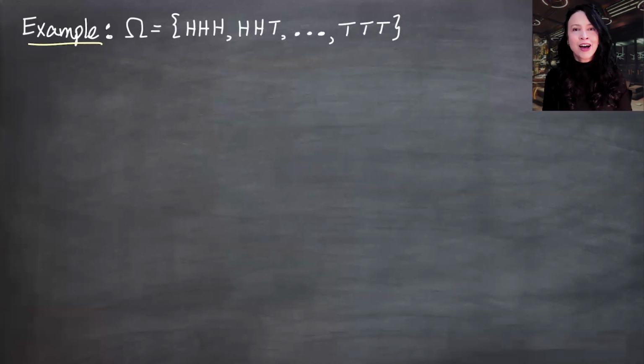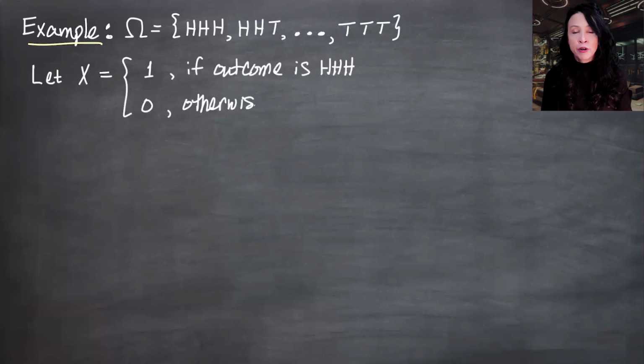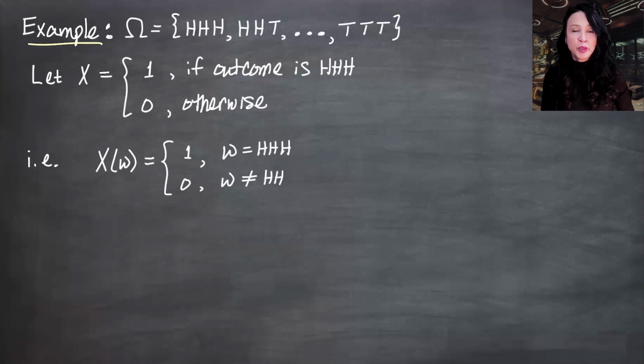Suppose I have maybe a coin tossing experiment and I have an Omega that consists of the 8 possible outcomes, heads, heads, heads, through tails, tails, tails. So we don't actually have to have an underlying experiment, but this would be like flipping a coin 3 times. I'm going to let a random variable X be 1 if the outcome is heads, heads, heads, or 0 otherwise. So this is a function from Omega. Let's write it just a little bit differently. We get the value 1 if we plug in little omega as the point heads, heads, heads, and we get the value 0 if we plug in any other little omega from this set.